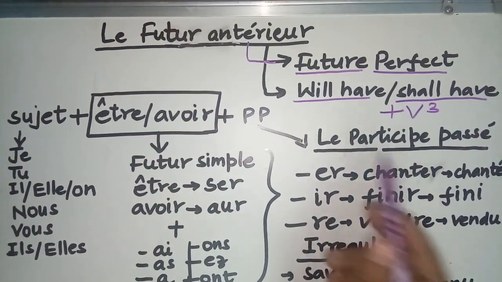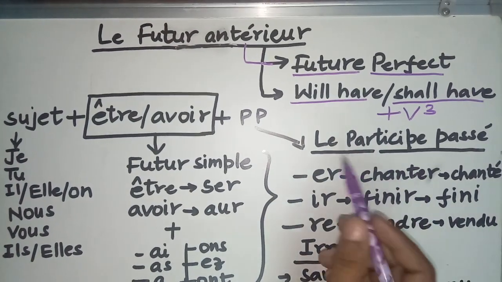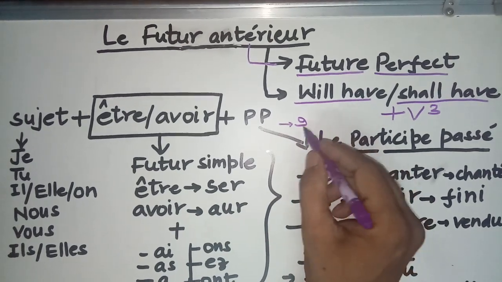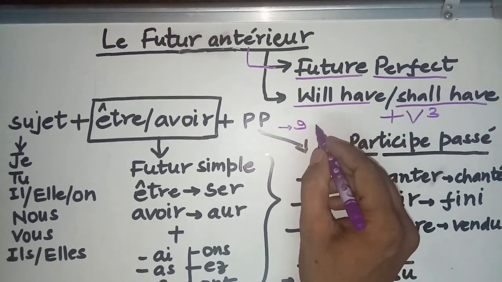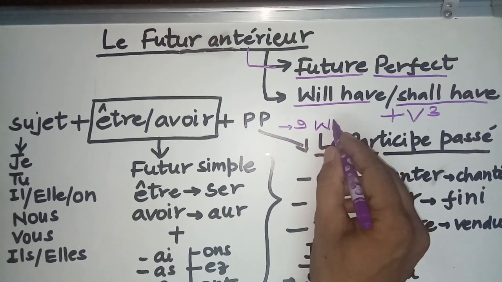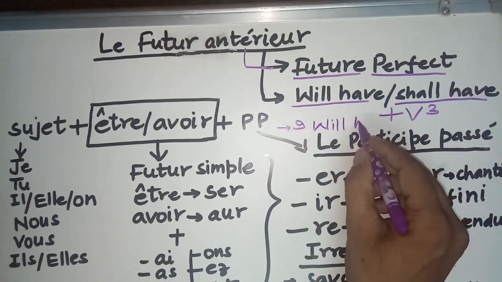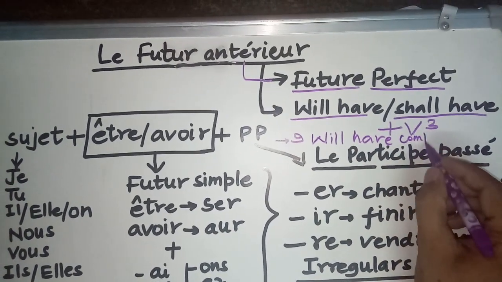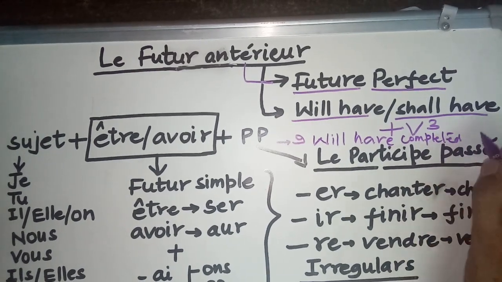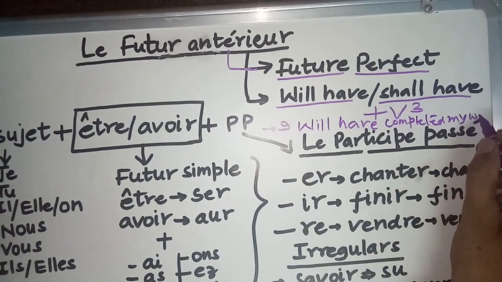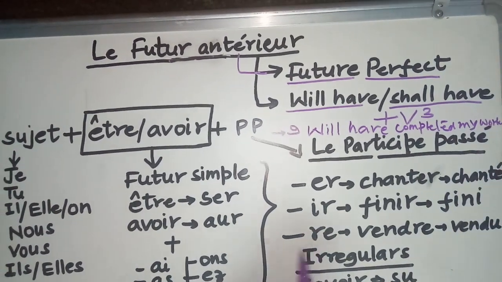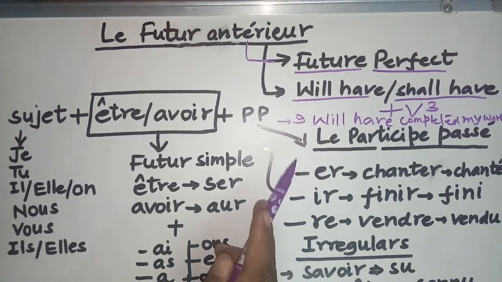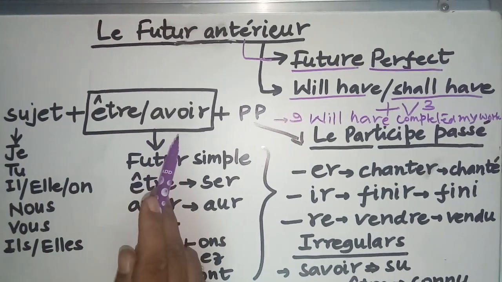I give you one example of future perfect tense in English, like I will have completed my work, or I shall have completed my work. I will have is very much used in modern grammar now. So I will have completed my work, or my homework. So this is a sentence of future perfect in English, and in French it is a sentence of le futur antérieur.